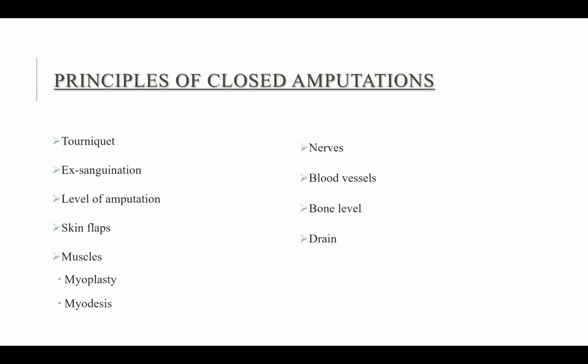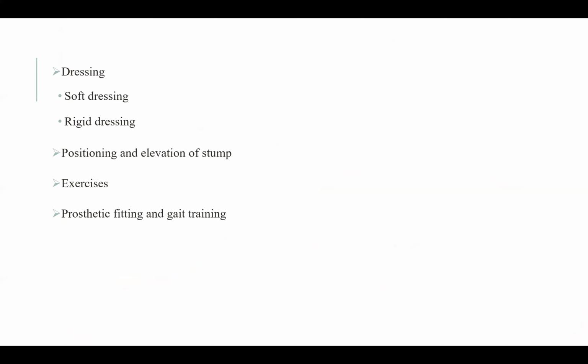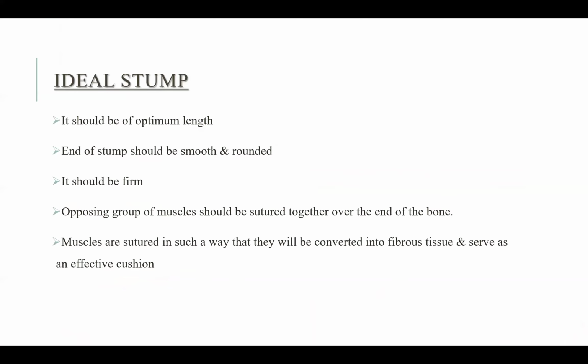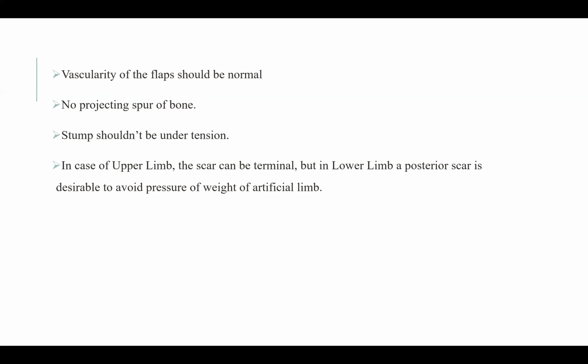So the same principles. The ideal stump should be of optimum length. It should be smooth and rounded. It should be firm. Muscles are sutured such that they are converted into fibrous tissue and serve as an effective cushion. Vascularity of the flap should be normal. No projecting spur of bone. The stump shouldn't be under tension. In the upper limb, the scar can be terminal, but in the lower limb, a posterior scar is desirable to avoid pressure.